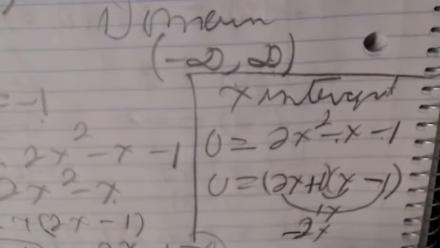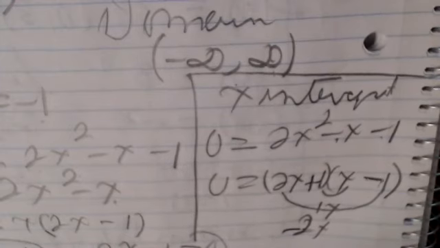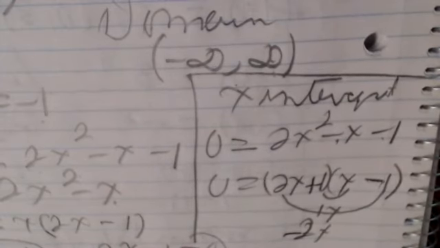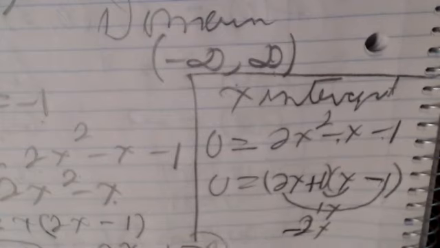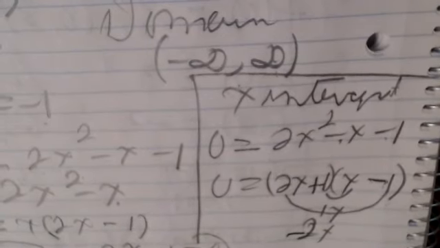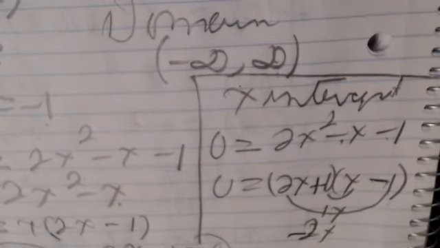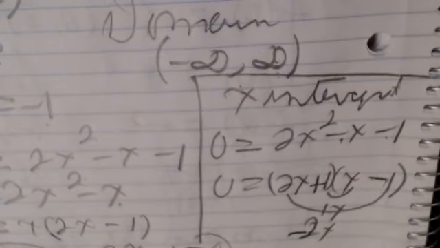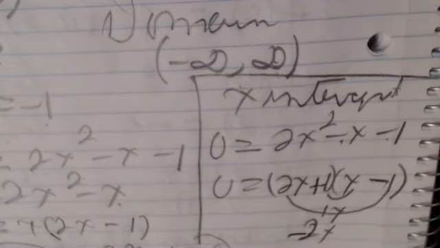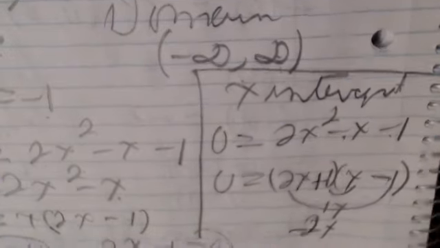So this says then that 2x plus 1 is equal to 0. So this says that x is minus 1/2. And the other one says that x is equal to 1. So I got two x-intercepts. I got an x-intercept of minus 1/2, and I have an x-intercept of 1.